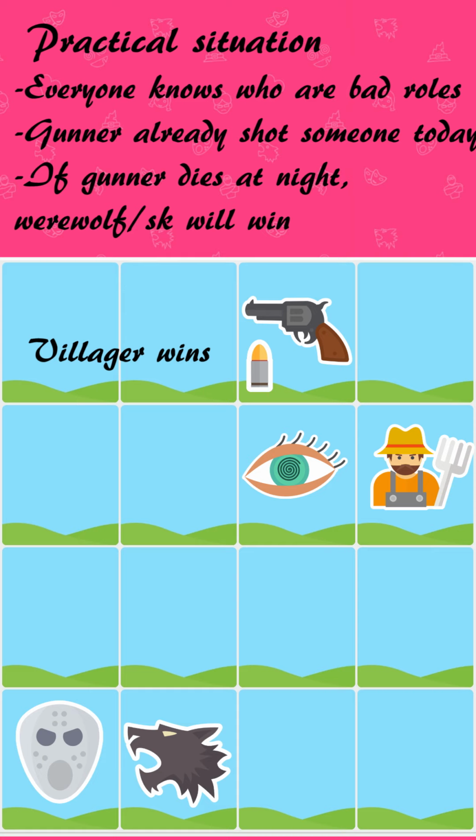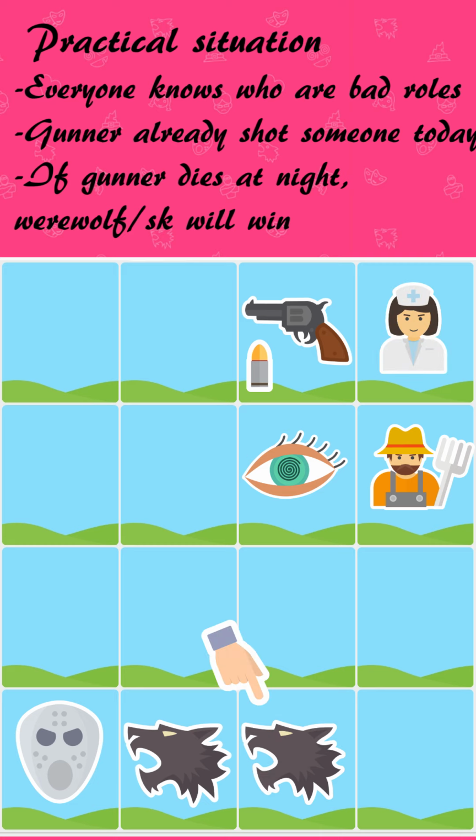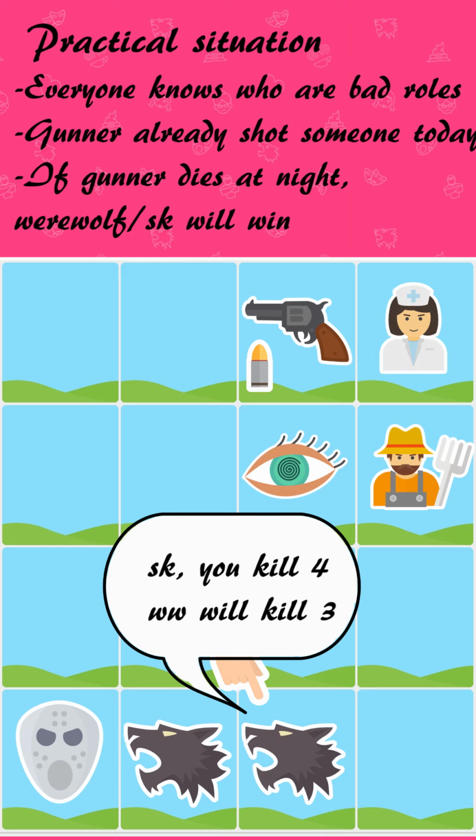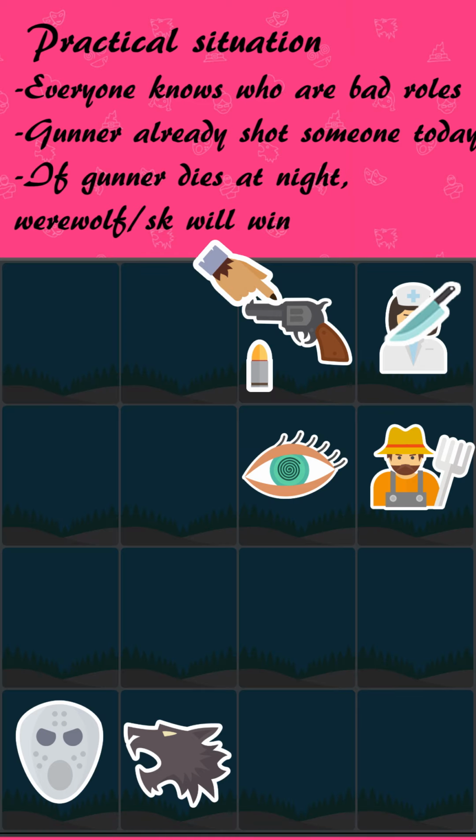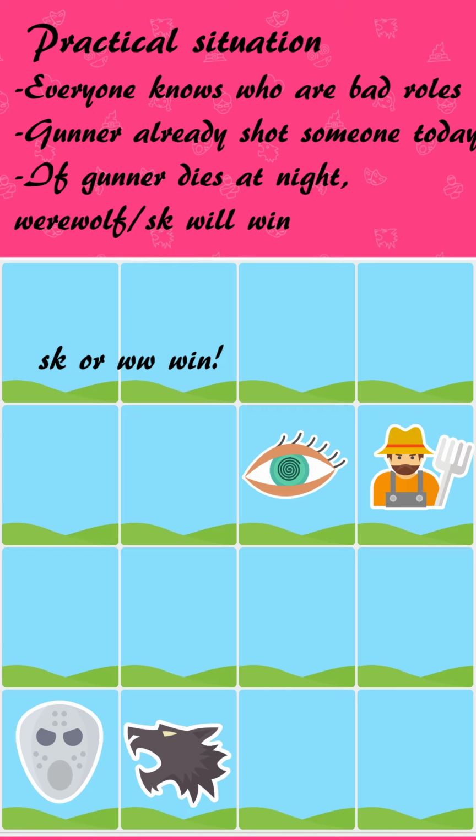But in this case, if the serial killer and the werewolf talk to each other, they can decide for serial killer to attack the doctor and werewolf to attack the gunner instead. They will actually end up winning and the villagers will eventually lose. So this is really important to remember.